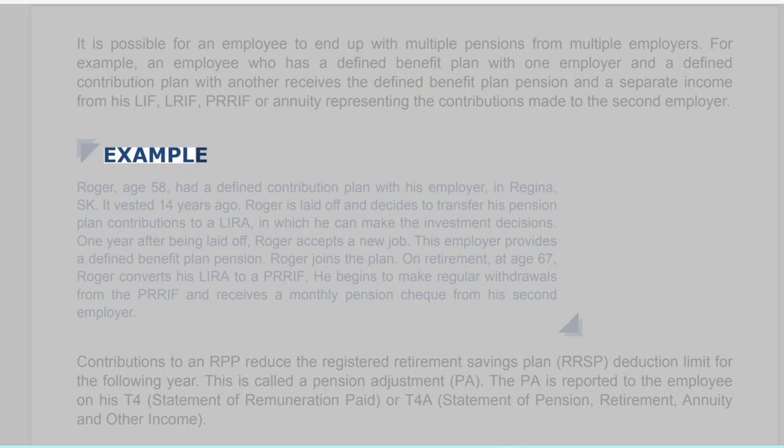Example: Roger, age 58, had a defined contribution plan with his employer in Regina, SK. It vested 14 years ago. Roger is laid off and decides to transfer his pension plan contributions to a LIRA, in which he can make the investment decisions. 1 year after being laid off, Roger accepts a new job. This employer provides a defined benefit plan pension. Roger joins the plan. On retirement, at age 67, Roger converts his LIRA to a PRRIF. He begins to make regular withdrawals from the PRRIF and receives a monthly pension check from his second employer.